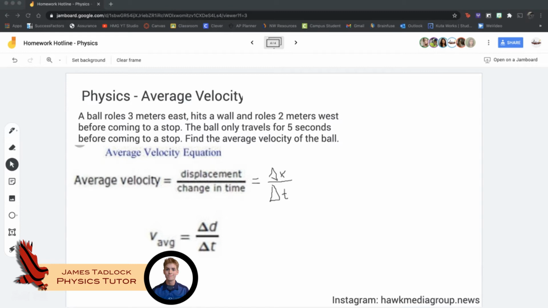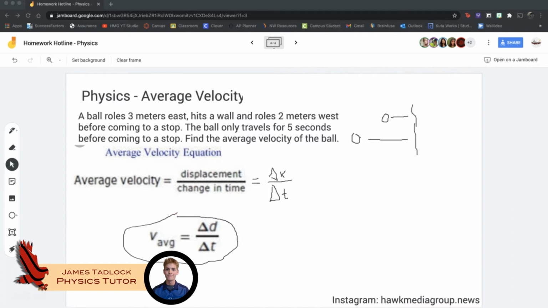So the first example problem we have here is a ball rolls 3 meters east, hits a wall, and rolls 2 meters west before coming to a stop. The ball only travels for 5 seconds before coming to a complete stop. Find the average velocity of the ball. So we have this ball that went into a wall and bounced back and stopped right here, okay? So we're going to take this average velocity formula and calculate the average velocity of the ball.